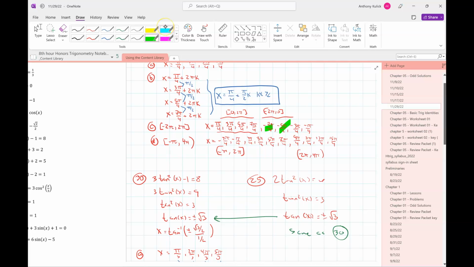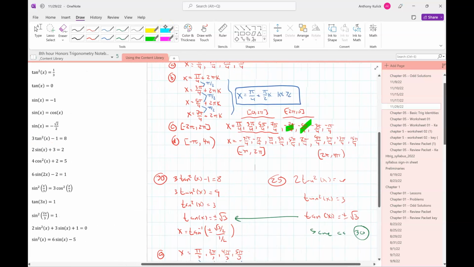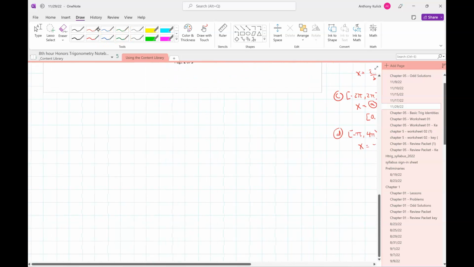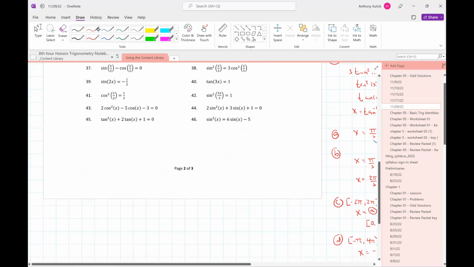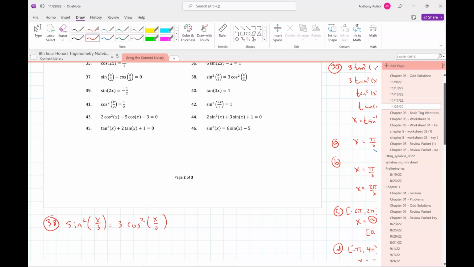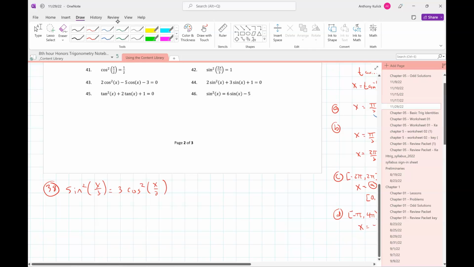Ellie. 38. Oh, yeah, that's a good one. This one's one that if you don't really understand what's going on, you really get thumped on. So sine squared x over 3 equals 3 cosine squared x over 3. Here's the trick. So this looks kind of intractable, right? Because we have both sines and cosines in here. Here's the trick.